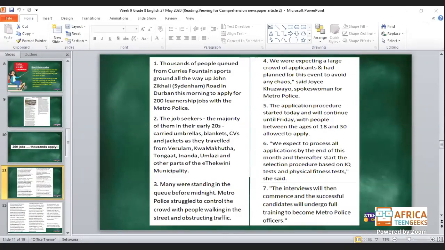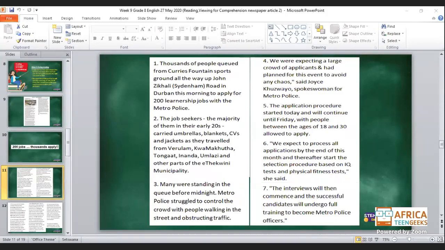We expect to process all applications by the end of this month and thereafter start the selection procedure based on IQ test and physical fitness tests, she said. Thank you for reading so wonderfully for us, Mike.